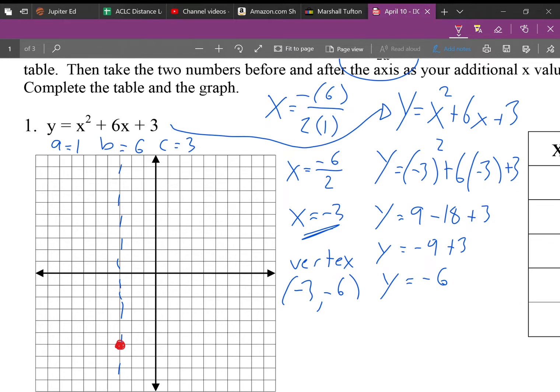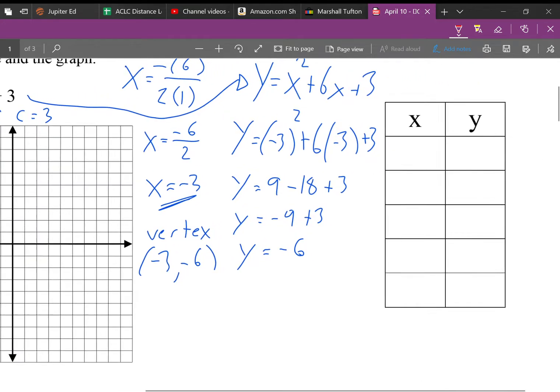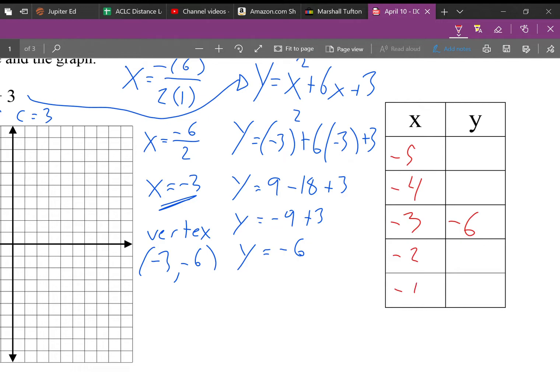Now, what we're going to do now is we're going to use that as a start point for my table. And I don't mean that that's going to be the first value on my table. That's actually going to be the center value on my table. I'm going to put negative 3, negative 6 here. And then for the remaining x values, I'm going to go backwards. So negative 4, negative 5, and then negative 2, negative 1.